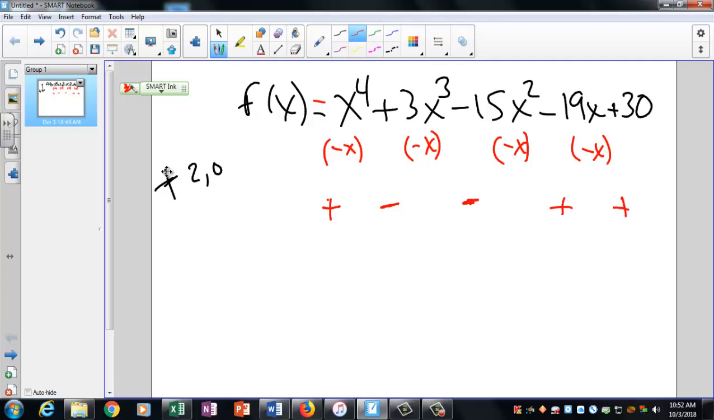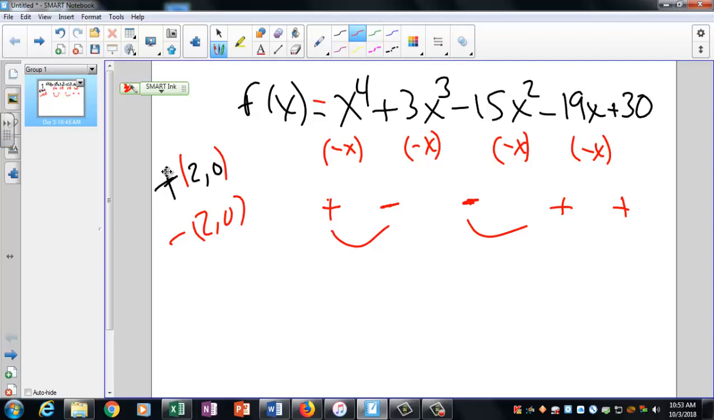Changing x with negative x. This one won't change. This one will. This one won't. This one will, and this one won't. Now count the sign changes. 1, 2. So the number of negative solutions are 2 or 0.